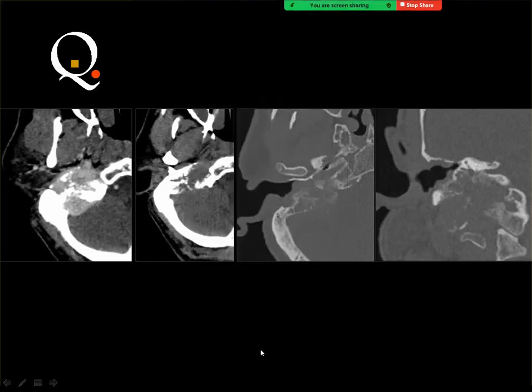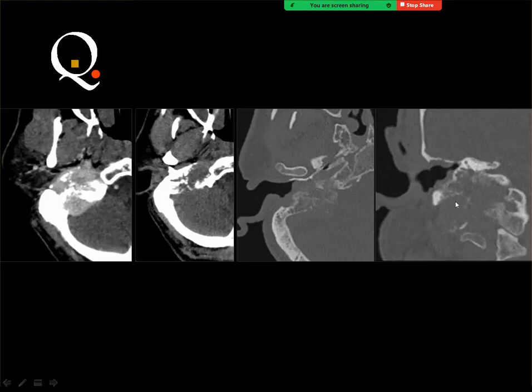This is the glomus jugulare, a tumor which is centered on the jugular fossa. The jugular fossa is destroyed, with an enhancing soft tissue component, which usually extends in many directions.